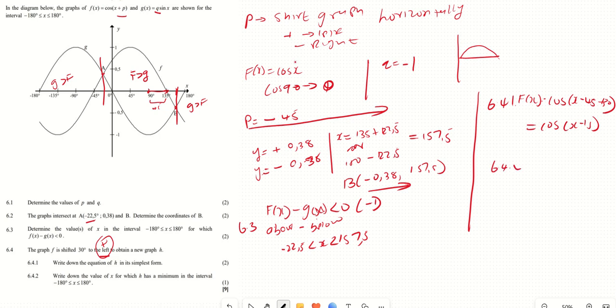6.4.2. They say write down the value of x which has the minimum. What was the minimum on this graph? This was the minimum value on this graph. And what happened to h? H is then this point shifted 30 units to the left, which is subtracting. That point there, we know it's minus 135. This must shift 30 units to the left, which makes it negative 165. This is the minimum.